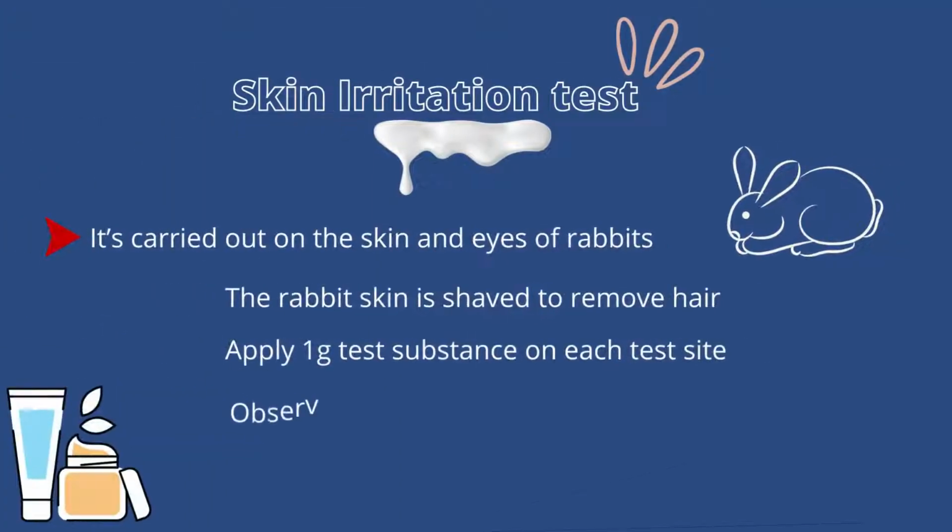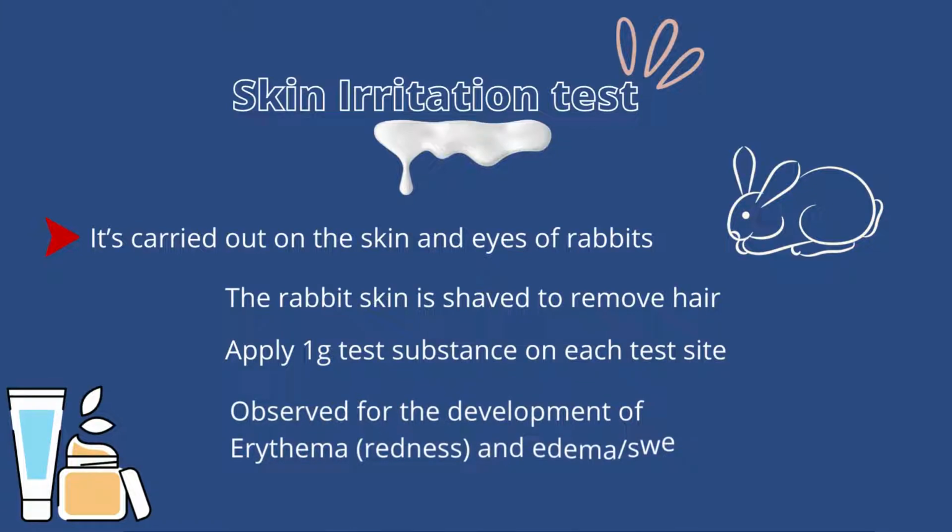Skin irritation test. It is carried out on the skin and the eye of rabbits. 1. The rabbit skin is shaved to remove the hair. 2. Apply 1 gram of the test substance on each test site. 3. Observe it for development of erythema, redness, edema, and swelling.